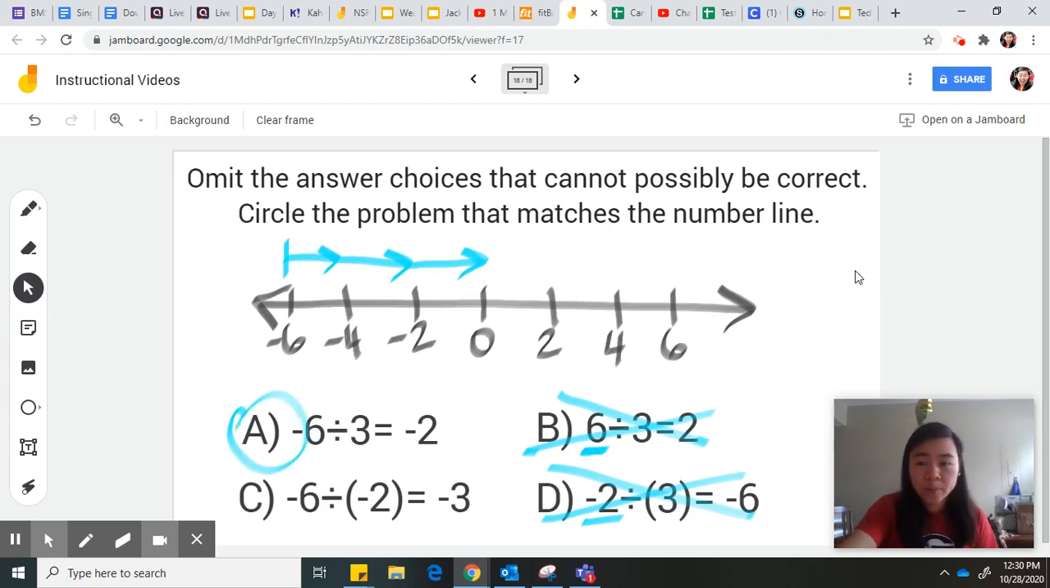Okay? I hope that helps. We covered a little bit of multiplication in there, but this video was for dividing using counters and a number line.